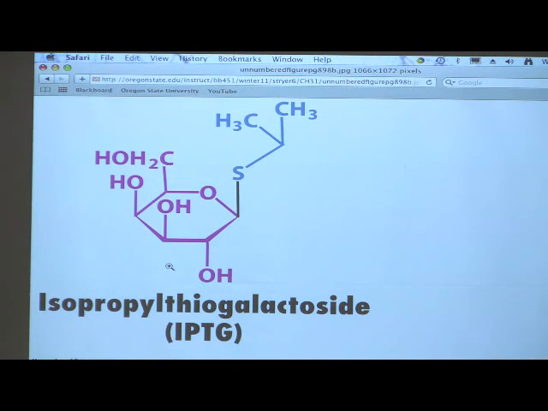Now, this turns out to be very useful because let's say that I have taken a gene that I'm interested in and I put it in front of the lac control region. If I want the bacterial cell to start making my protein when I tell it to, I put IPTG in there and it starts making my protein in great abundance.